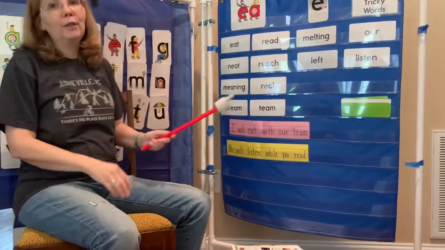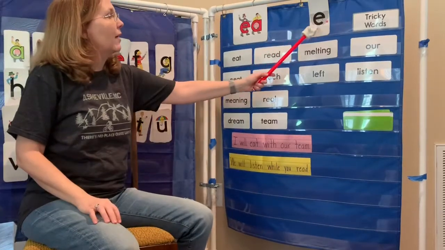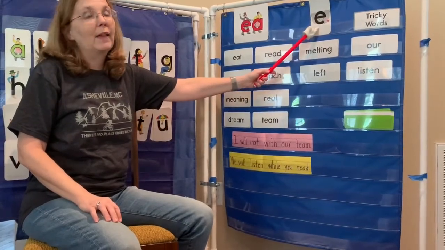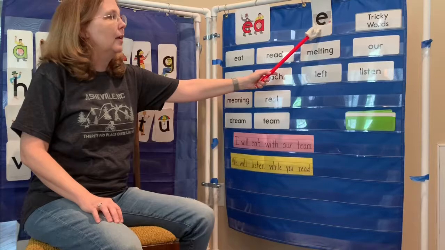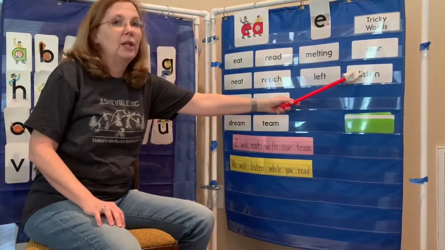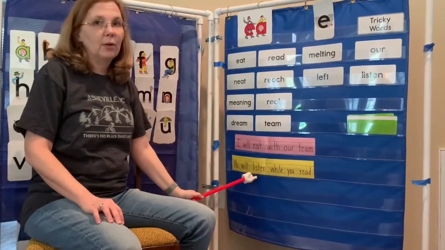That's right, looking for robots. Then we have Eddie Elephant here, who's just saying that short E sound of eh. And then we have our tricky words listed here, and then we have our sentences here.